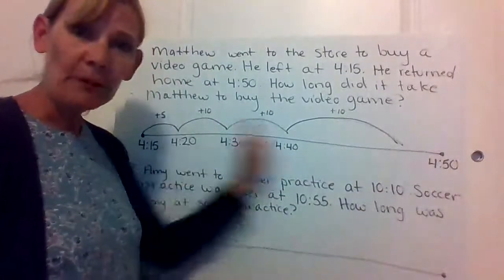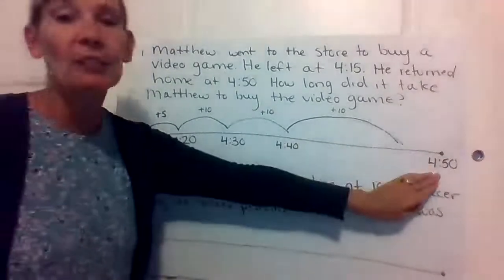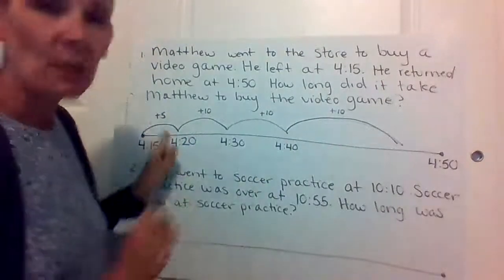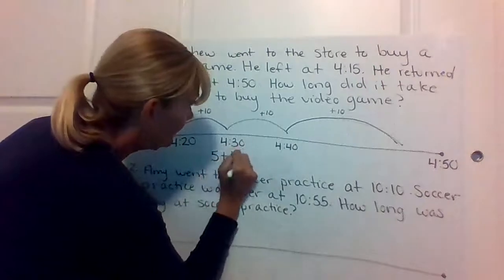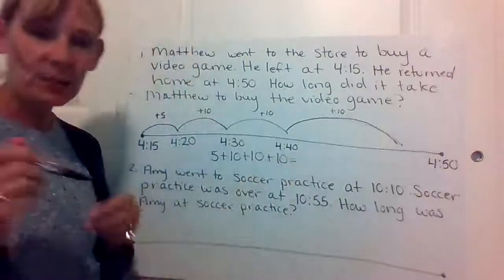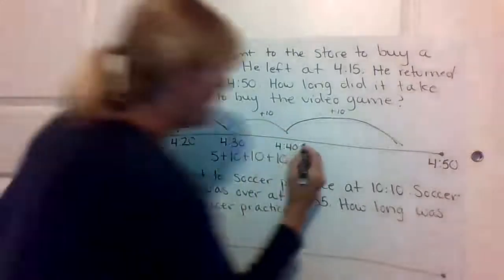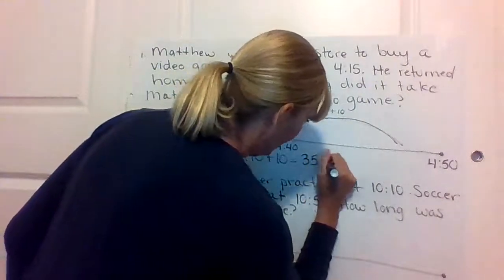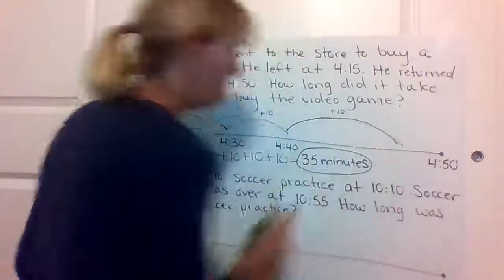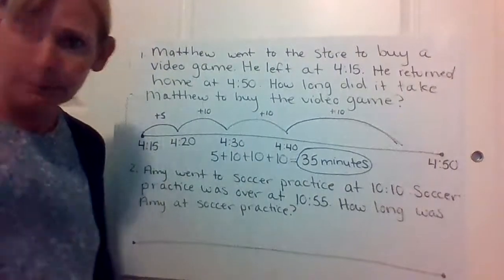In order to find the number of minutes it took him to buy his video game from the time he left at 4:15 to the time he got back home at 4:50, I'm going to add these numbers together. So I'm going to add 5 plus 10 plus 10 plus 10, and that's going to give me my answer, which is 35 minutes. And I'm going to circle my answer. It took Matthew 35 minutes to buy his video game.